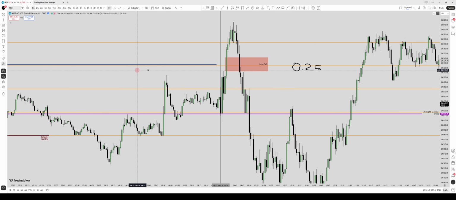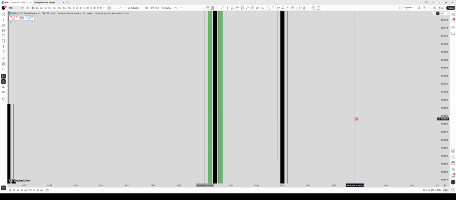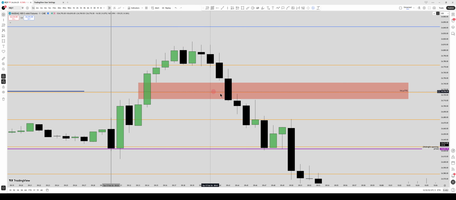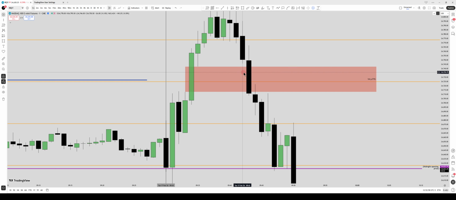If we just zoom in right here, we can see this candle closed right here, but failed to open where it closed. So this is a volume imbalance right here. The third candle right here, this candle closed right here, and the next candle was supposed to open right here, but it did not. It opened right here, creating a volume imbalance.